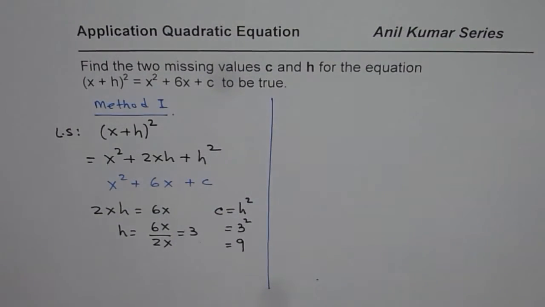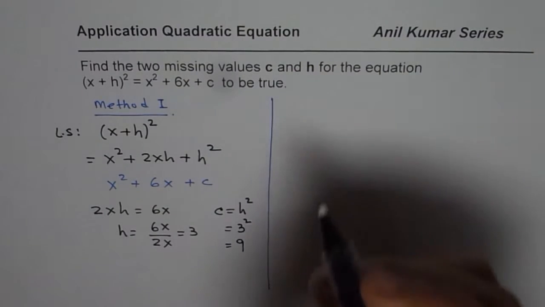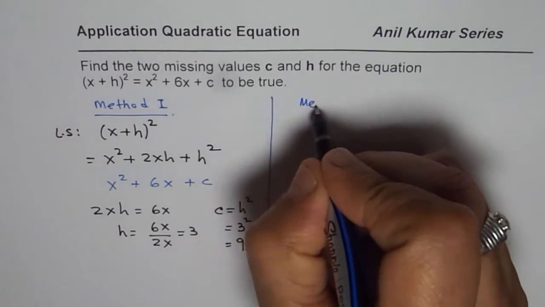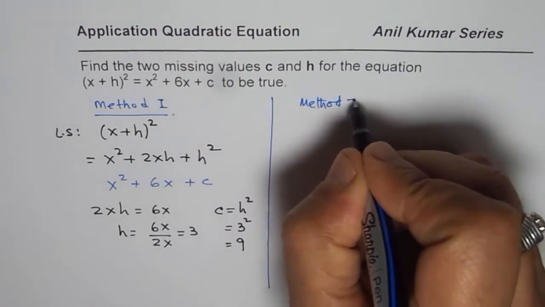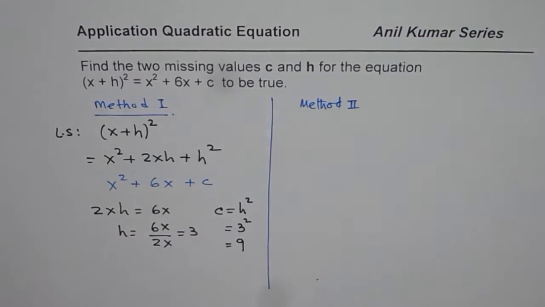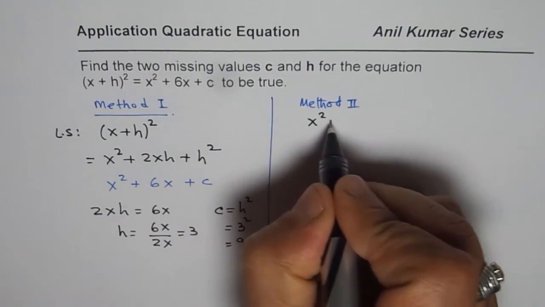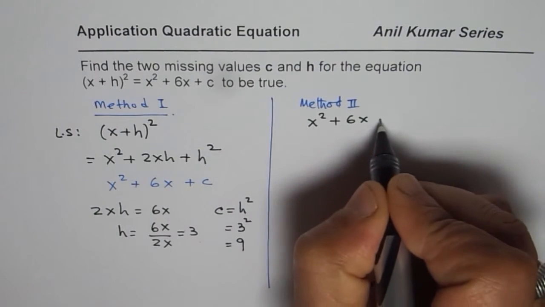The other method is slightly longer, but there's no harm trying it, right? So let me write down here method 2, and that is completing the squares. So we'll practice completing the squares also. x squared plus 6x plus c.